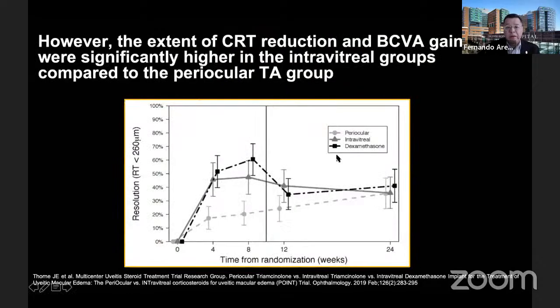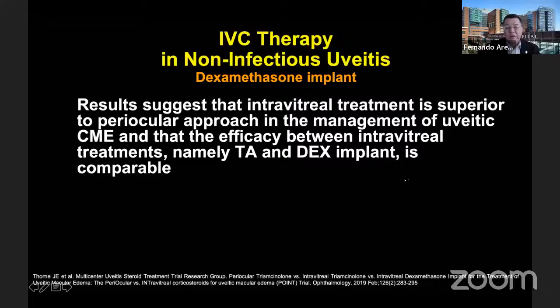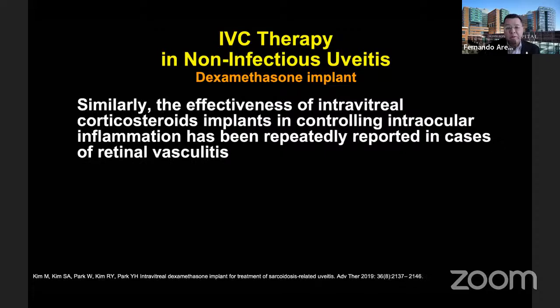Here we see in the graph, however, that the extent of central retinal thickness reduction and best corrected visual acuity gain were significantly higher in the intravitreal groups compared to periocular triamcinolone, and there was no significant difference between the intravitreal triamcinolone and the dexamethasone implant. So this study suggests that intravitreal treatment is superior to the periocular approach in the management of uveitic cystoid macular edema, and that the efficacy between intravitreal treatments, namely triamcinolone and dexamethasone implant, is comparable.